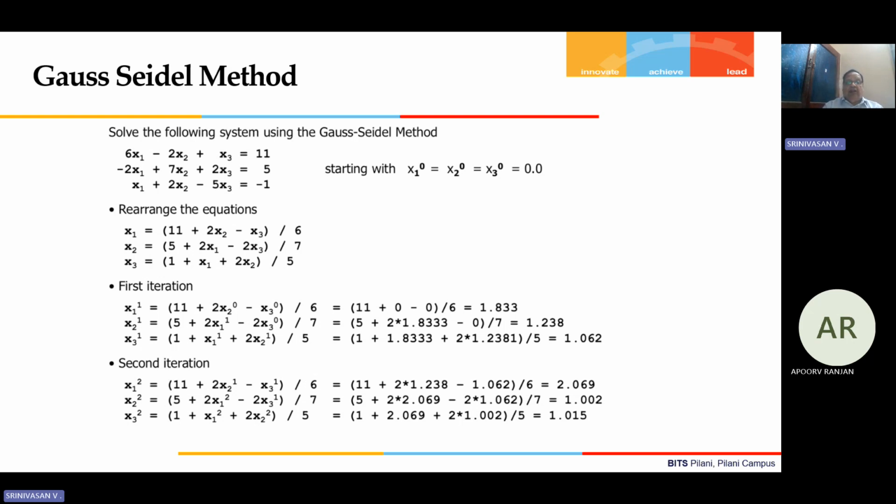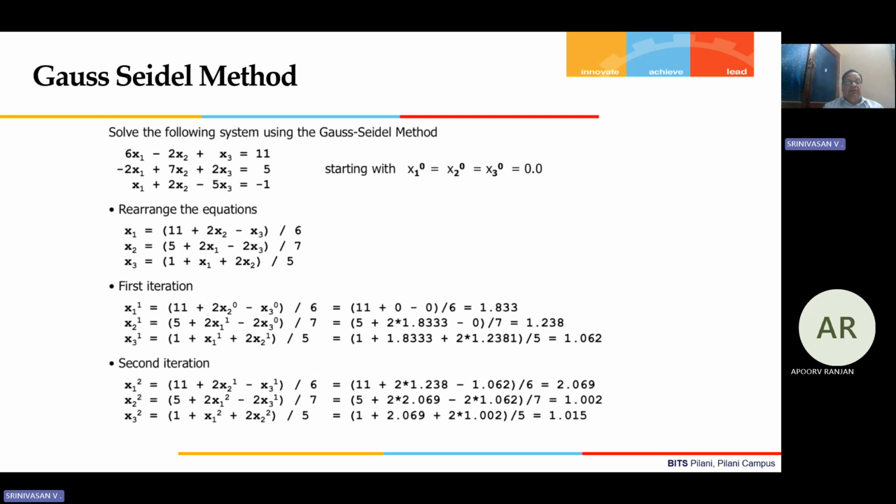So in the first row, principal diagonal element 6 is greater than modulus of -2 plus modulus of 1. That is 2 plus 1, 3. In the second row, 7 is greater than modulus of -2 plus 2. That is 2 plus 2, 4. And in the third row, modulus of -5, absolute value, 5 is greater than. If you don't take absolute value, what will happen? 1 plus 2, 3 is greater than -5. That will go in the opposite sense, which is not correct. Therefore, you have to take absolute value of the principal diagonal, which is 5, which is greater than 1 plus 2, 3. Therefore, it is a strictly diagonally dominant coefficient matrix as usual.